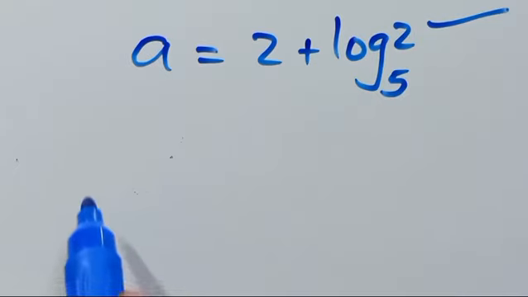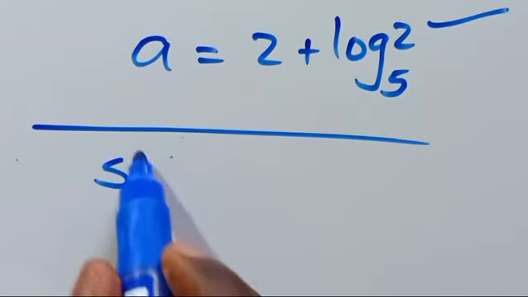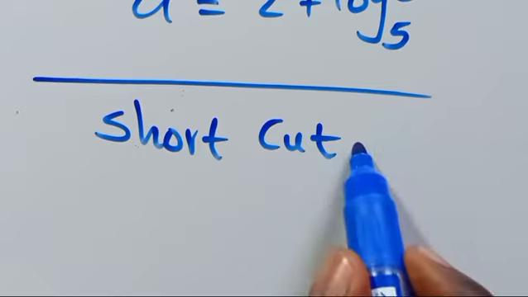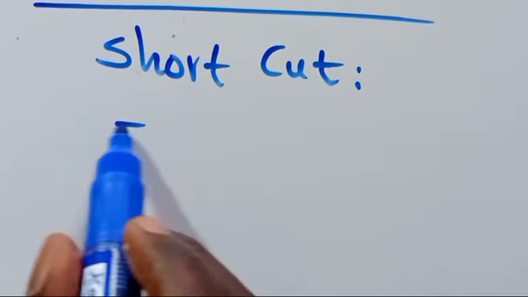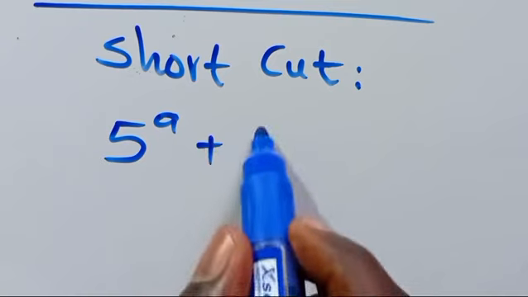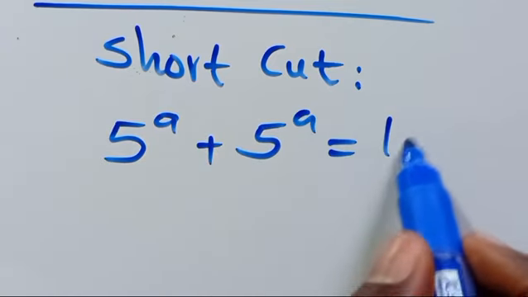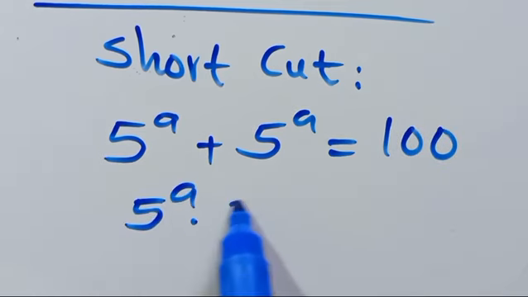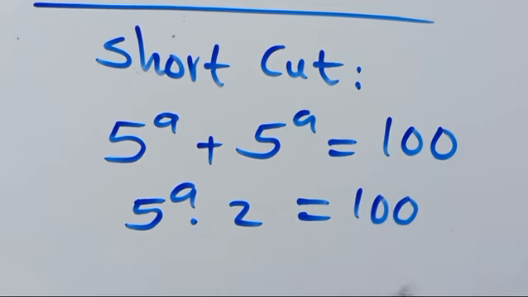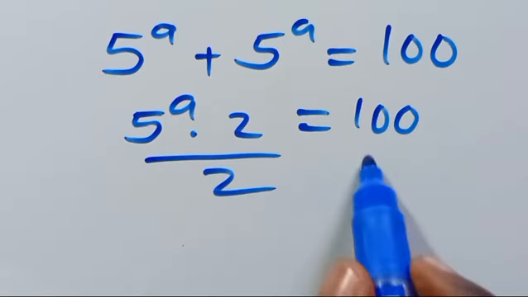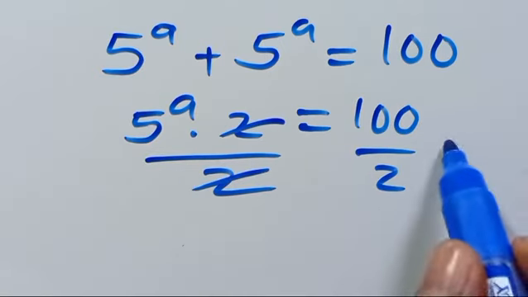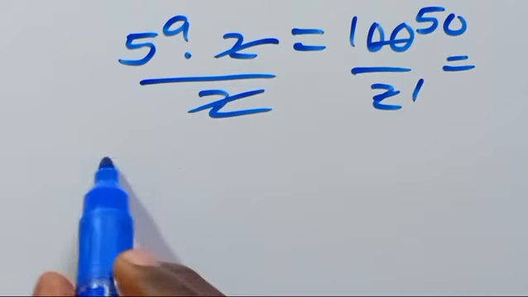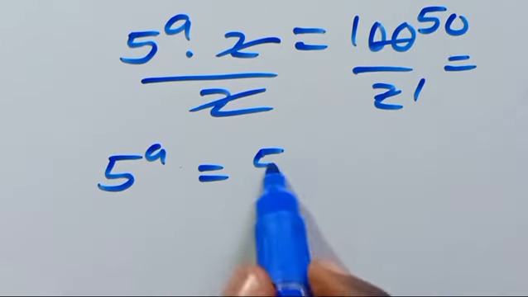So mind you, we can also have it as a shortcut. When we have 5 to the power of a plus 5 to the power of a equals 100, so far this is repeated 2 times, we can have it as 5 to the power of a multiplied by 2 equals 100. Dividing through by 2, this and this will cancel. Here will be 2, here is 1, 2 here will be 50. So from here we have 5 to the power of a equals 50.